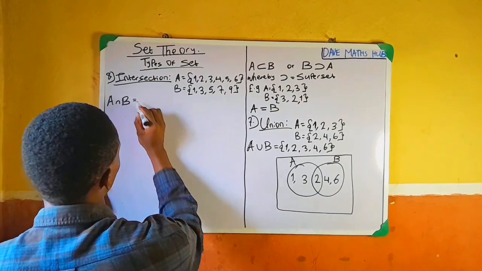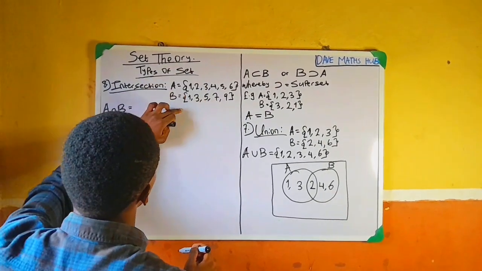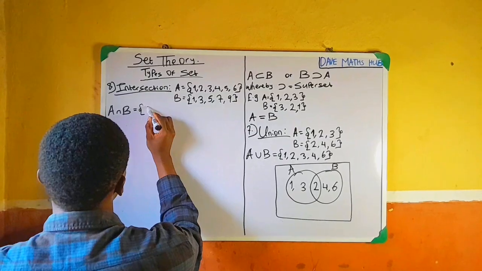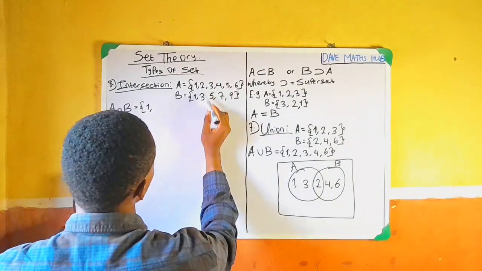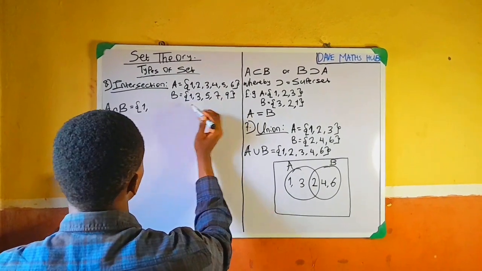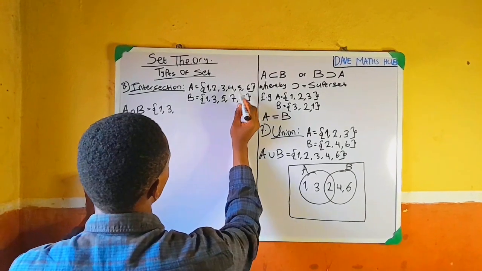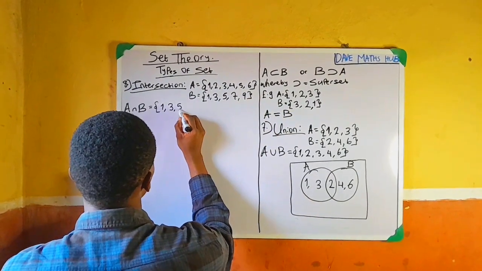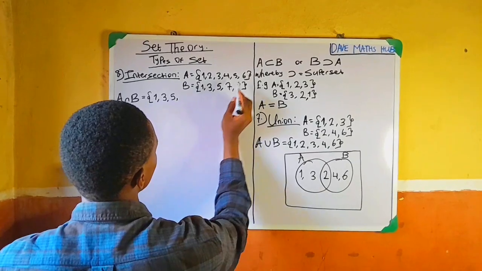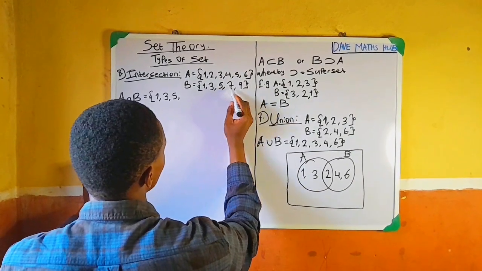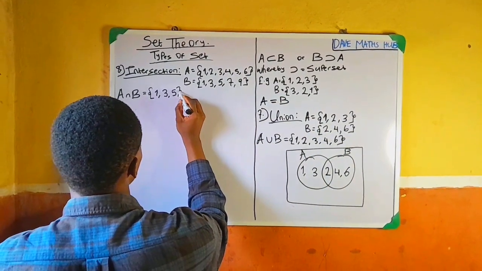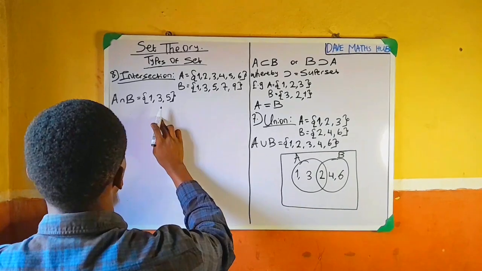So we can say now, 1 is here, 1 is here, we have 1. 2 is here, 2 is not here. 3 is here, 3 is here, we have 3. 4 is here, 4 is not here. 5 is here, 5 is here, we have 5. 6 is here, 6 is not here, and that's all. So this is our intersection.